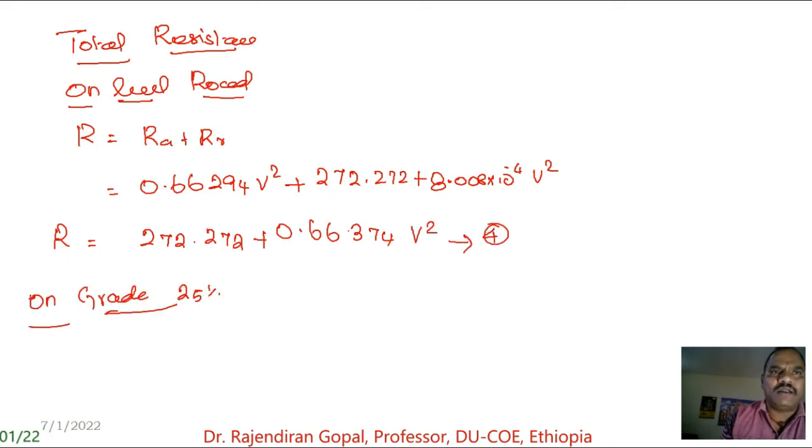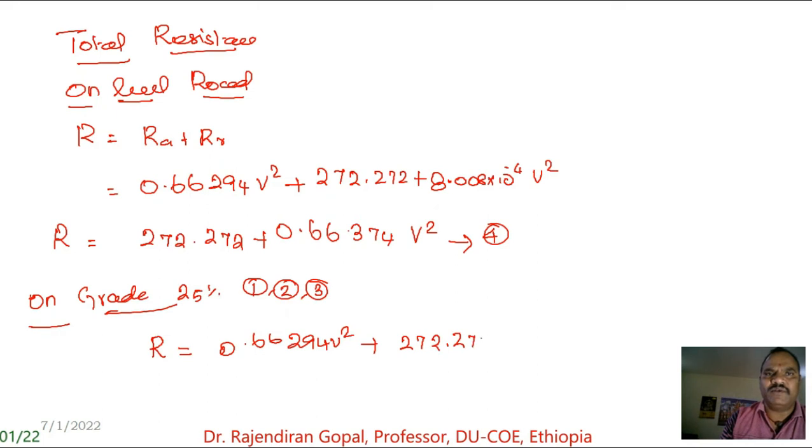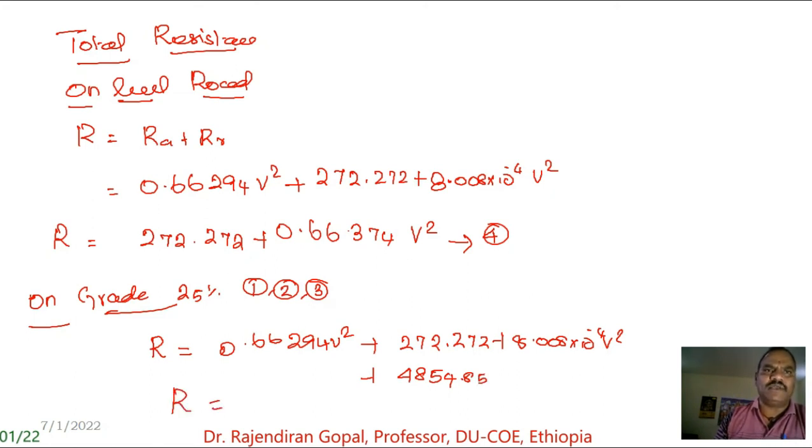Now the total resistance on 25% grade is obtained by applying equations 1, 2 and 3. In the equation, total resistance R is equal to 0.66294 V square plus 272.272 plus 8.008 into 10 to the power minus 4 V square, plus the gradient resistance 4854.85. Then upon simplifying, R is equal to 5127.122 plus 0.66374 V square, equation 5.